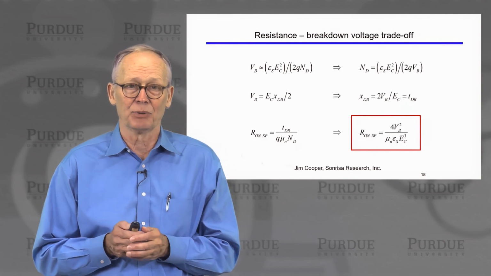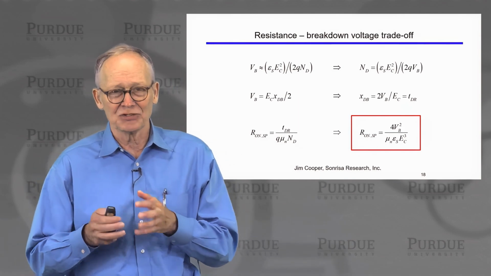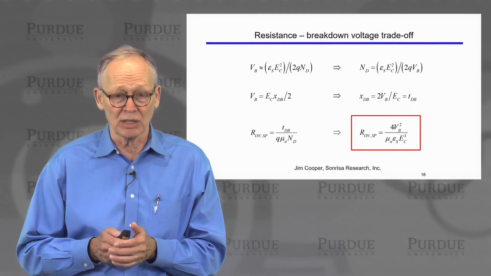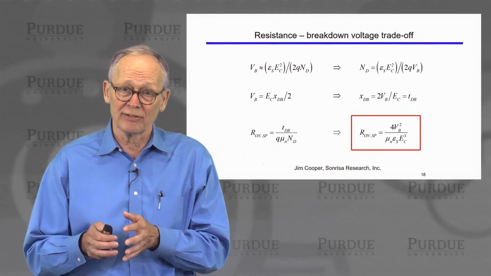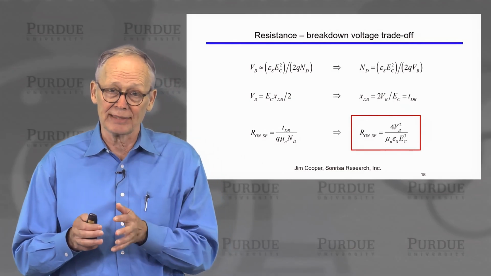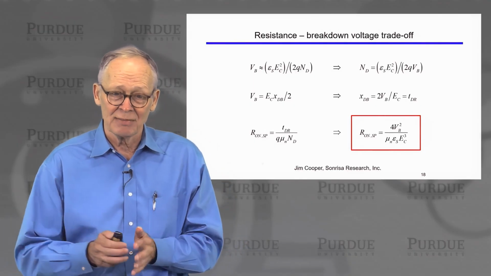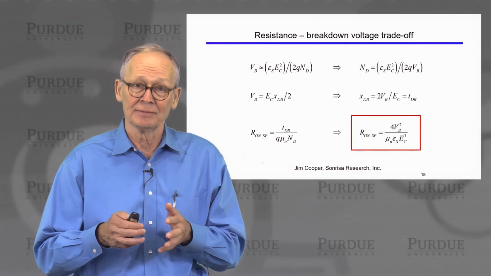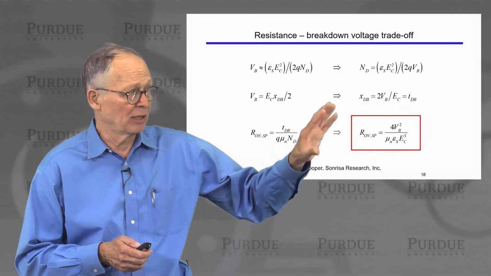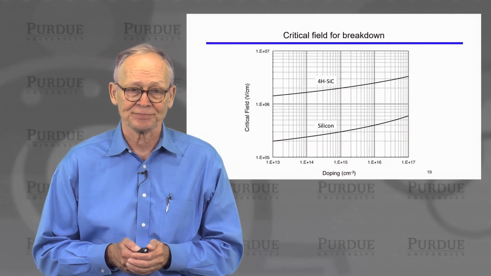So this is a very important relation, which applies generally to lots of other devices as well, which tells us that there is a trade-off between on resistance and breakdown voltage. We want a long region for a high breakdown voltage, but a long region gives us a high on resistance. And the trade-off is described by this relation.